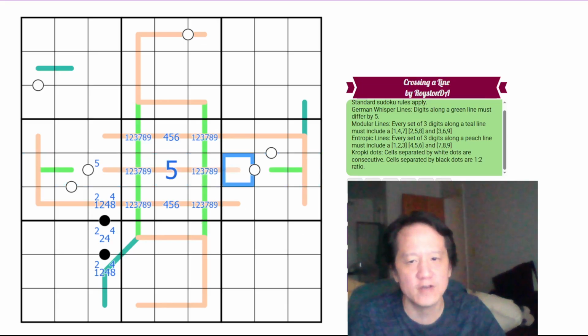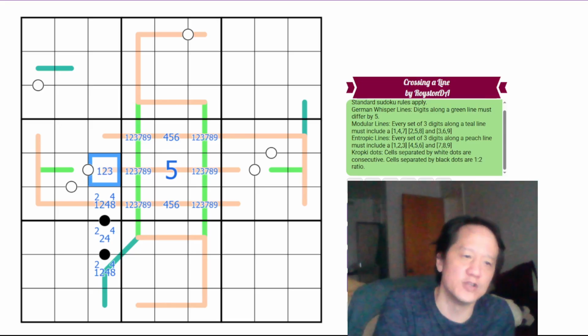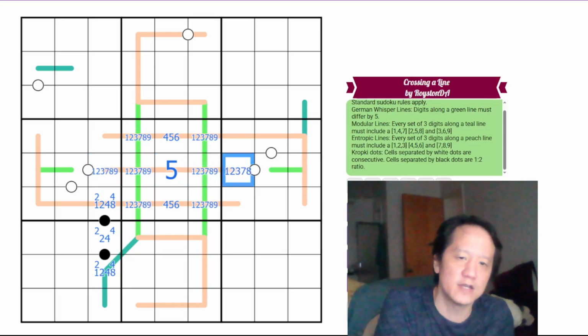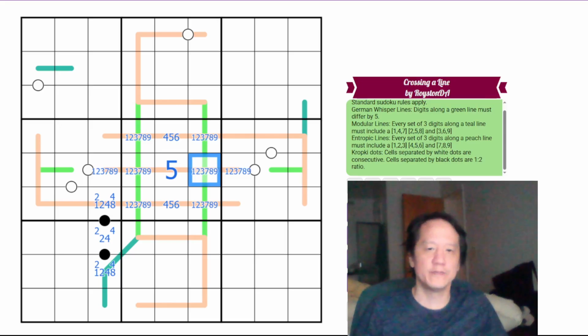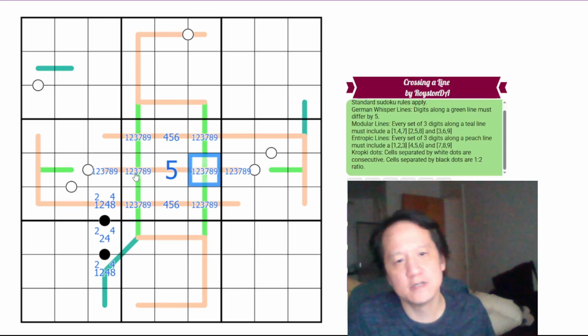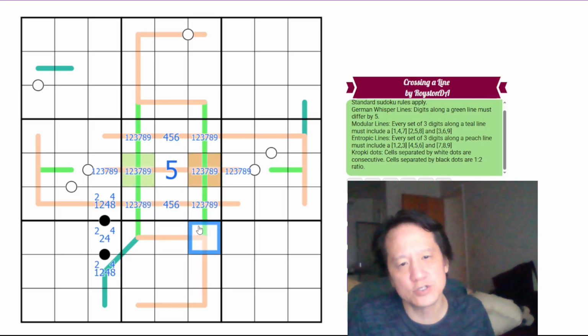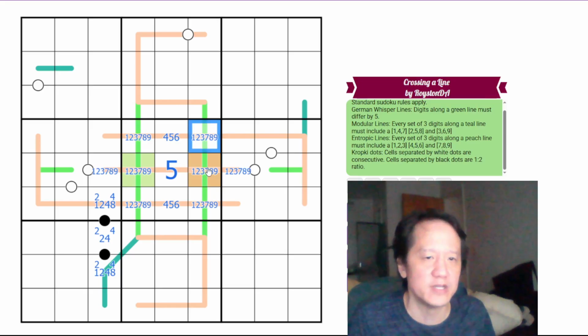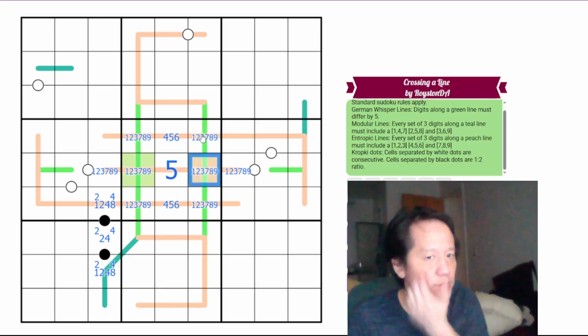So this is 5. This has to be a high digit or a low digit in the sense of the entropic line. So this is 1, 2, 3, 7, 8, 9. This is 1, 2, 3, 7, 8, 9. These must be the opposite sets. So we're going to mark this as green, and this is orange. Therefore, these must be the opposite sets of this one, because 7, 8, and 9 would not possibly be next to 7, 8, 9. So they have to be the opposite set.